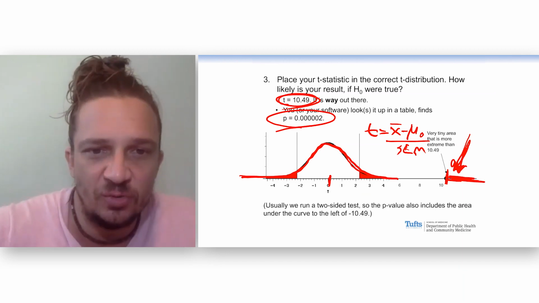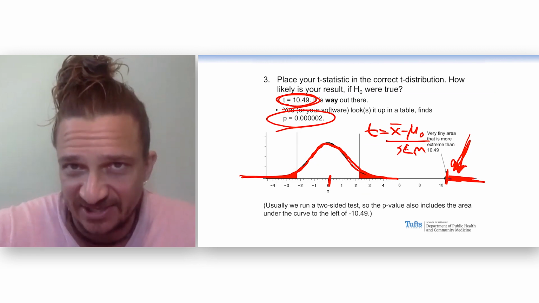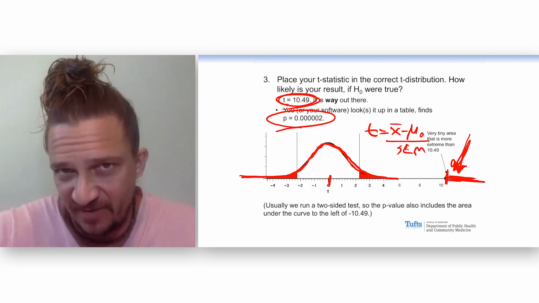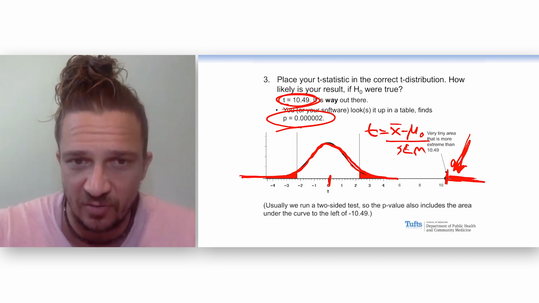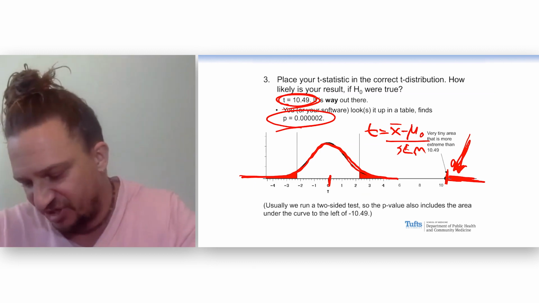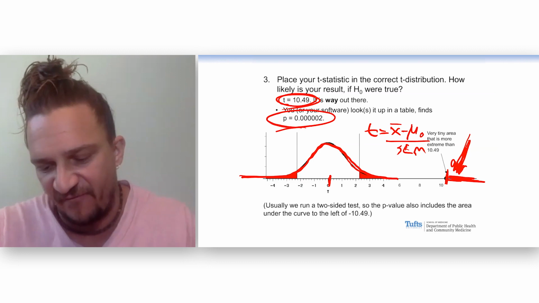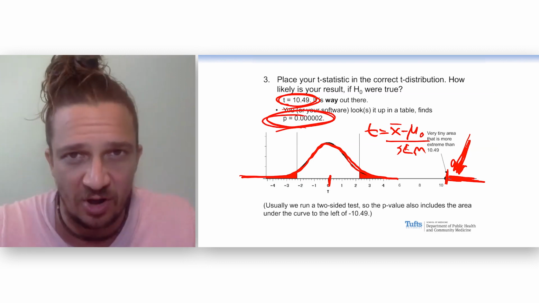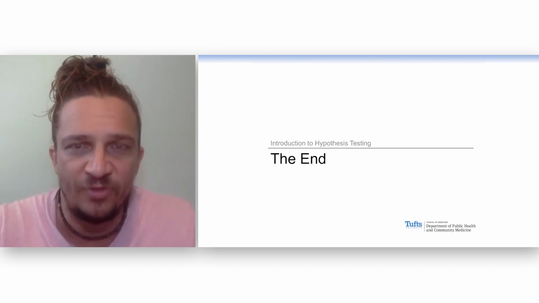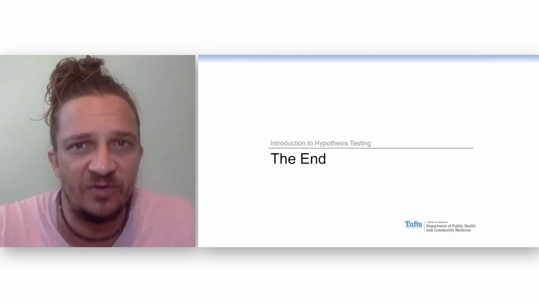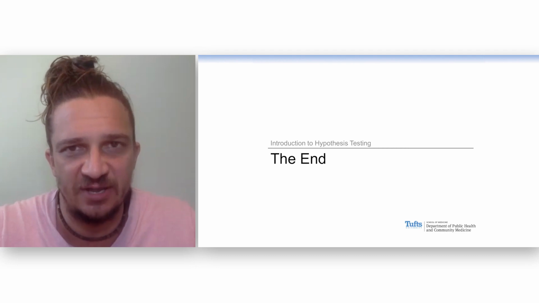Now, we actually do what's called a two-sided test. So in addition to going to positive 10.49, we go to the other side, to negative 10.49, and we look at those two sides too. How much did we color in? What percent of the curve? A very, very tiny amount. And that's called the p-value. We'll talk about what we do with that p-value in terms of statistical significance next.